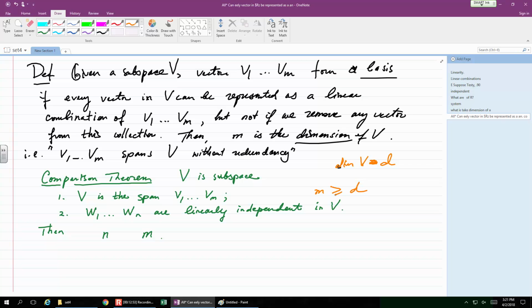Okay, so that's what the definition says right above. And now what if we compare N and D? Property number 2, or rather the collection number 2: W1, ..., Wn are linearly independent. If the space's dimension is D, how many linearly independent vectors can you have?